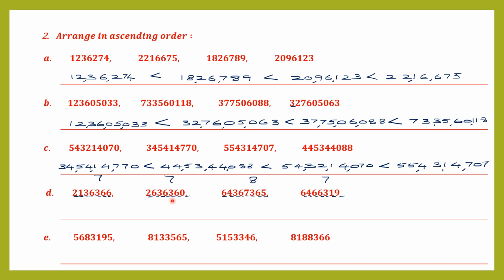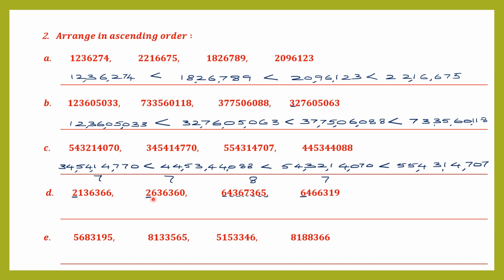So let's look at these 3 numbers. Since they are all 7-digit numbers, we have to look at the digit on the extreme left. Here we have 2. Let's underline that: 2, 2, and the last number is 6. So we have 2, 2 and 6. That means we look for the smallest, and the smallest is the number starting with 2.